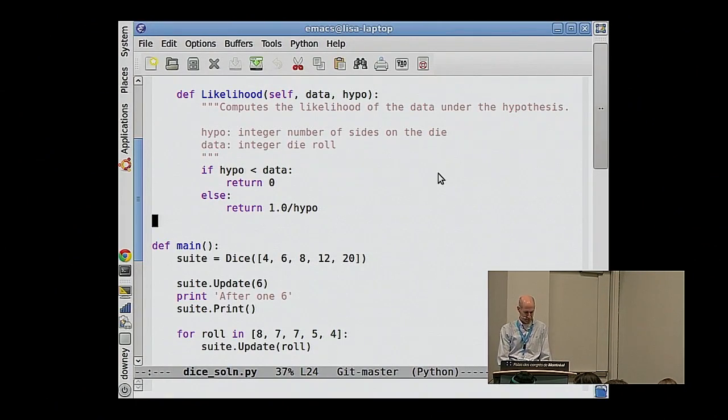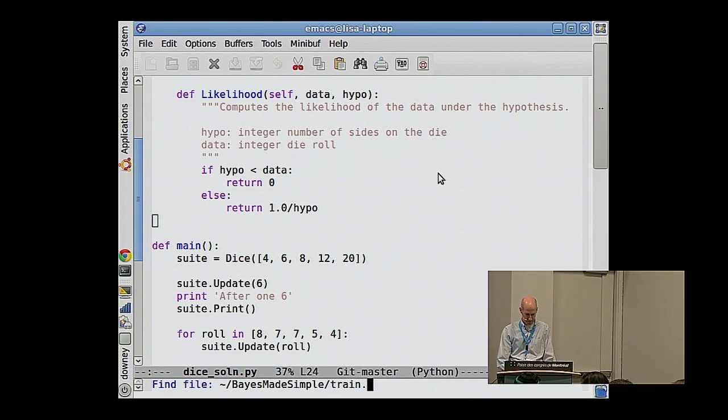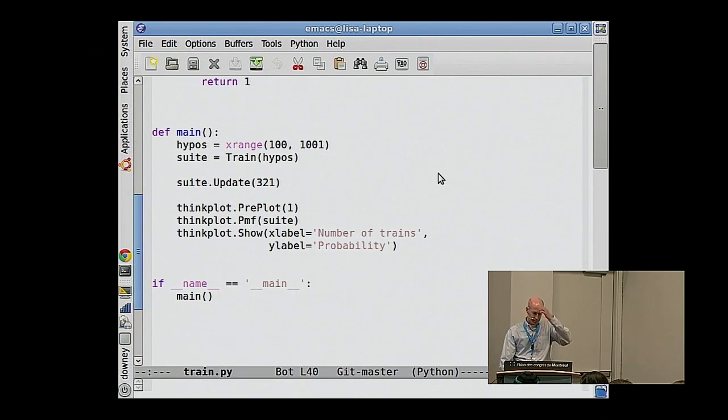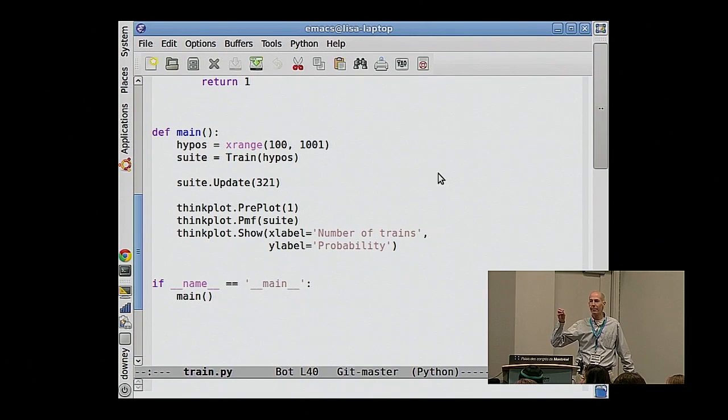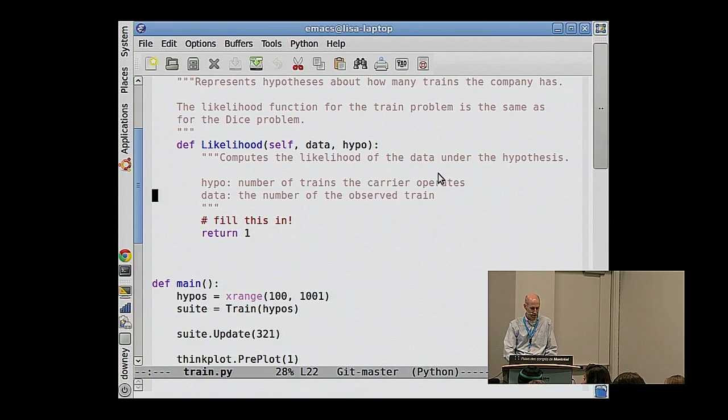Let me open that up. In train.py, you see we have, again, a set of hypotheses, which are the numbers 100 through 1,000. I create a suite called train and then do an update with the data. The data in this case is the number of the train that I saw. And again, I've given you the outline of a likelihood function, and your job is to fill in the body of this function.